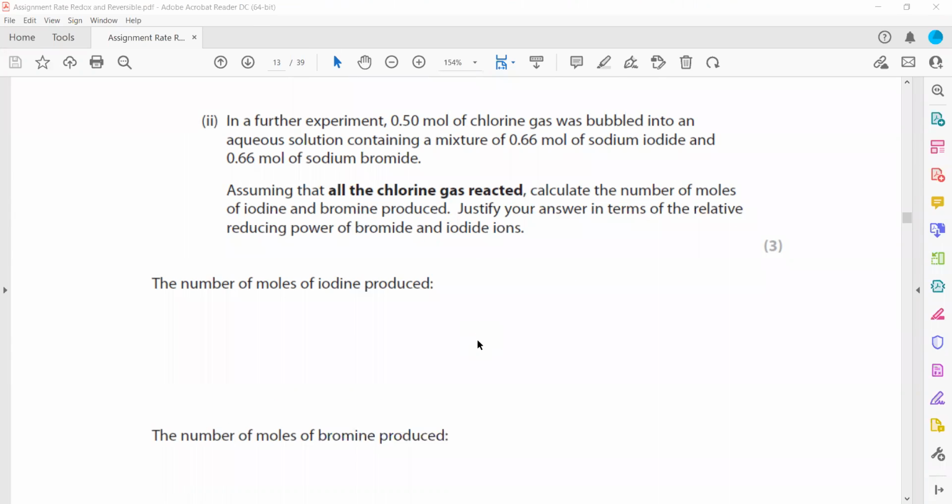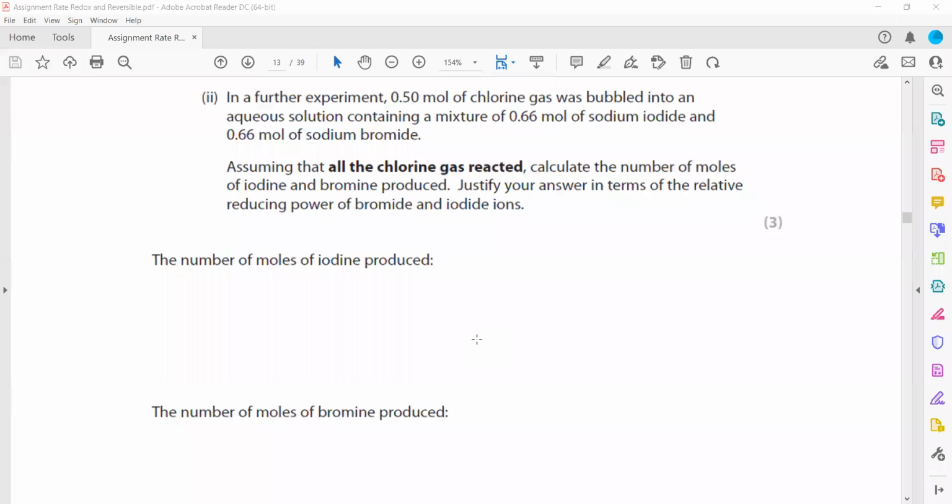In a further experiment, 0.5 moles of chlorine was bubbled into an aqueous solution containing 0.66 moles of sodium iodide and 0.66 moles of sodium bromide. Assume that all of the chlorine gas has reacted. Calculate the number of moles of iodine and bromine produced and justify your answer in terms of the reducing power of a bromide ion and iodide ion.